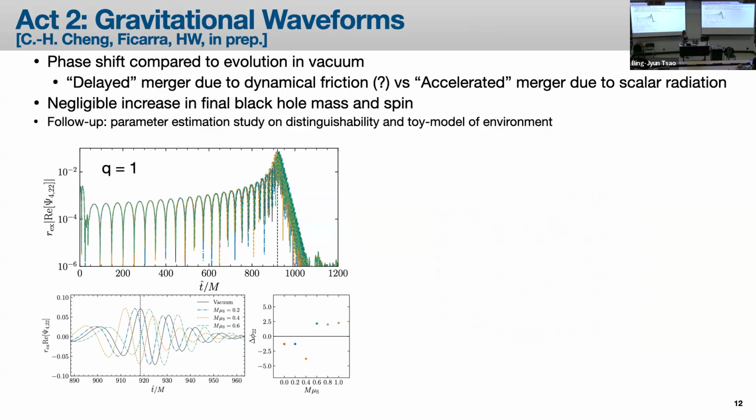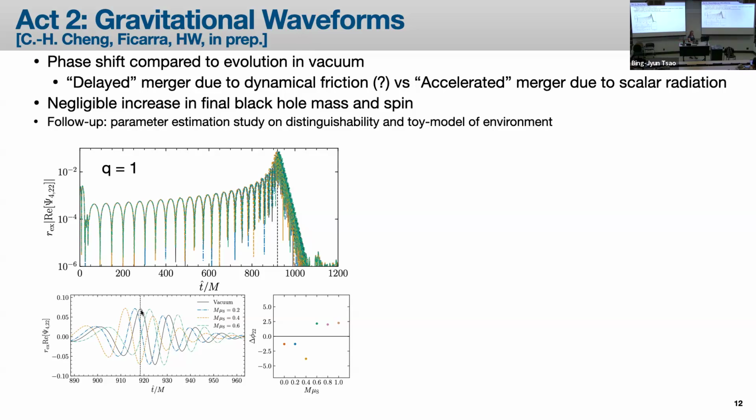Let's look in a little bit more detail at the waveform. What does the presence of the scalar field actually do? And this is a very busy plot. So this is for the equal mass binary black hole. We have the quadrupole mode of the Newman-Penrose scalar as a function of time. Different colors are different mass parameters. So let's zoom in around the merger. This is what we have here on the bottom left for those online. So bottom left, again, Newman-Penrose scalar as a function of time zoomed in around the merger.